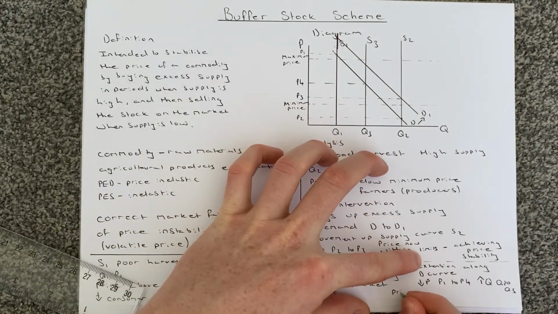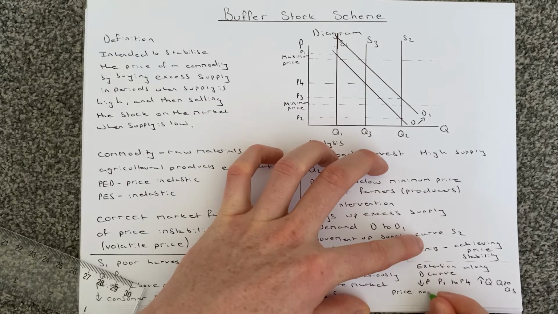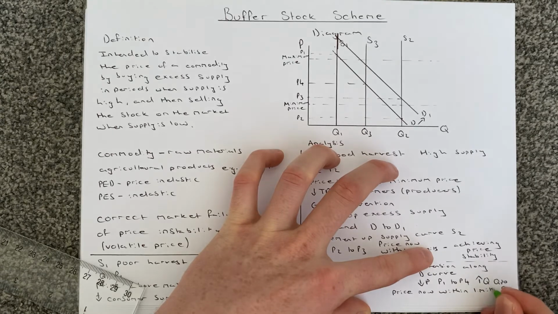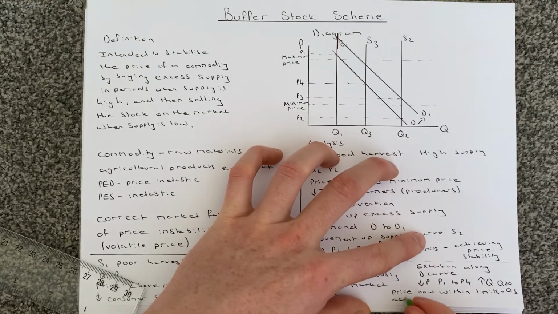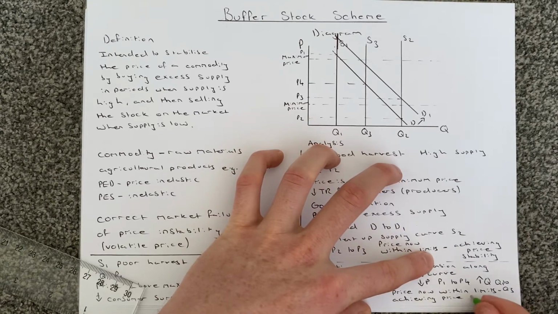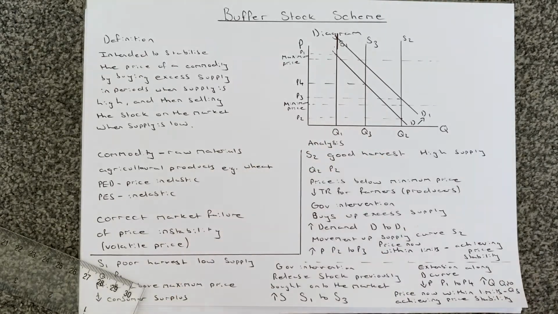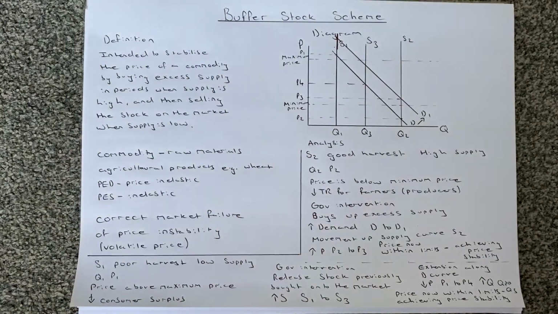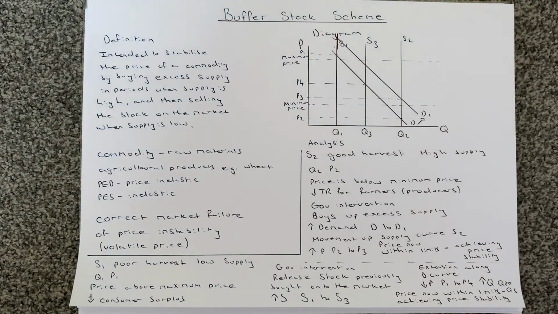So price now within the limits, achieving price stability. So we can quite clearly see through explaining the diagram and using the relevant shifts in the demand and supply curves, we can see how a buffer stock scheme can achieve price stability and correct the market failure.